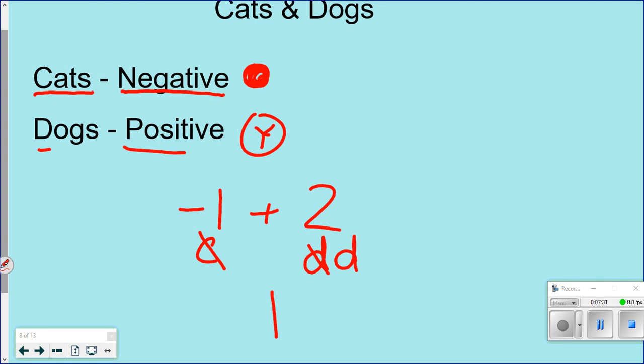Now I can tell by just looking at a problem how many zero pairs there are. If I look, first of all, I'm just going to look at my numbers, not my negatives. I have a 1 and I have a 2. Well, whatever number is smaller, that's how many zero pairs I can make. So in this case, since I have a 1 and a 2, I can make 1 zero pair. That's how I know exactly how many zero pairs I can make. Then I can figure out what I have left over.